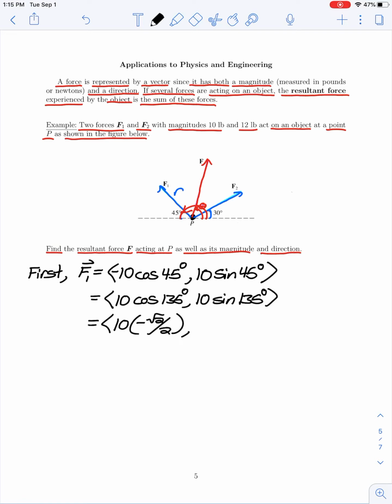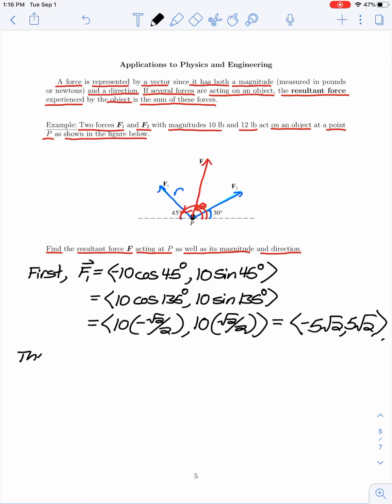And our y component, either 10 times sine of 45 degrees or 10 times sine of 135 degrees, gives us 10 times root 2 over 2. So we're left with our components for the first force, F1, as being negative 5 root 2 and positive 5 root 2.